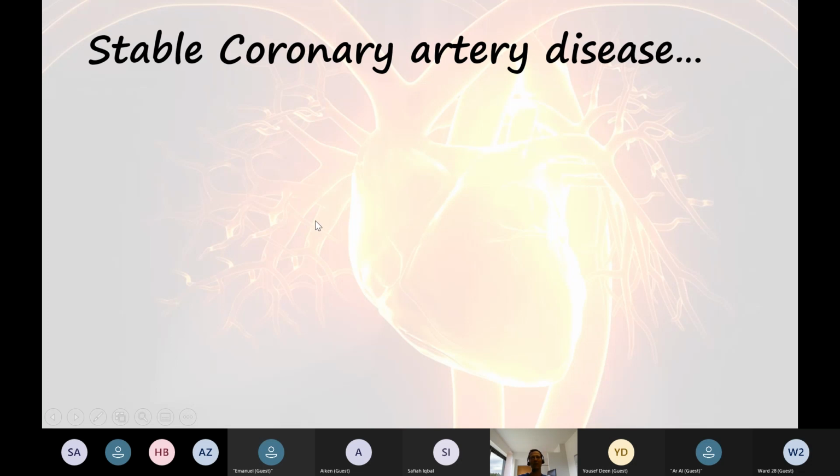Does anybody know the data for intervening, for trying to fix stable coronary artery disease, trying to make it better? Is it prognostically beneficial to do that? So are we going to make this patient with angina going up a light incline better by unblocking that artery and making the arteries look pristine and new with a stent?